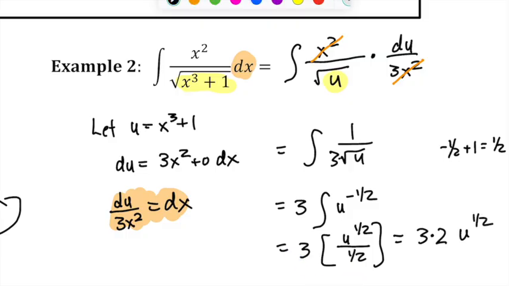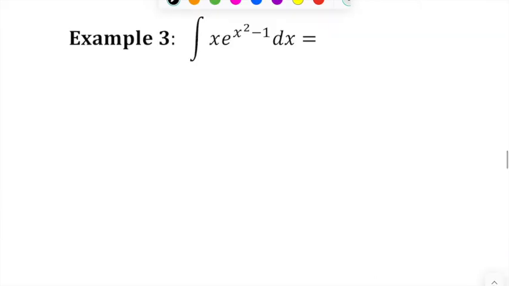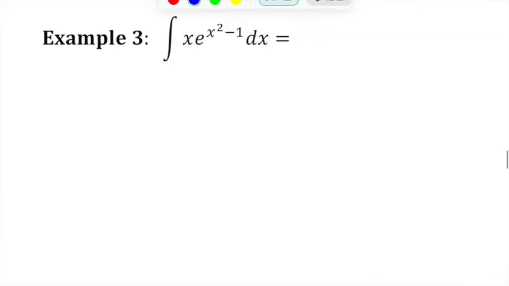The last thing we need to do is substitute our original x back in. So this is going to equal 6 times the square root of x cubed plus 1, and then we always add our plus c at the end. So looking at example 3, we know the integral of e to the x, but we need to get it into that form. So it looks like this is what's holding us up.